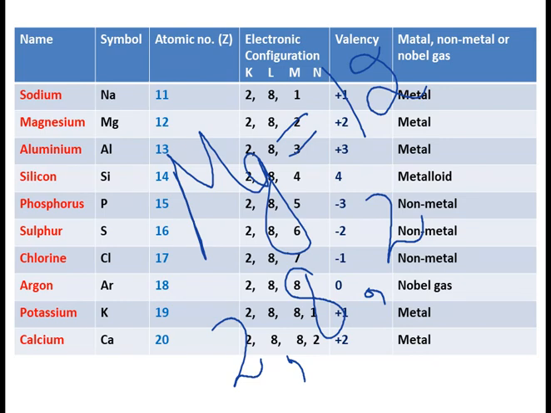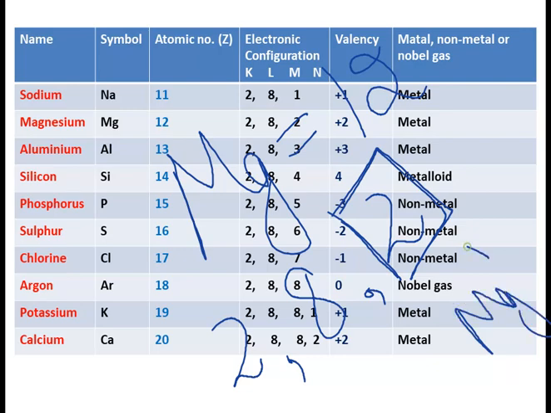So what we can see is that these 2 electrons we have to remove so that magnesium will become stable. So magnesium will remove these 2 electrons, meaning it will donate these 2 electrons to any other element. So magnesium will have a valency of +2 because it is donating 2 electrons. Right? So like this you will find the valency.